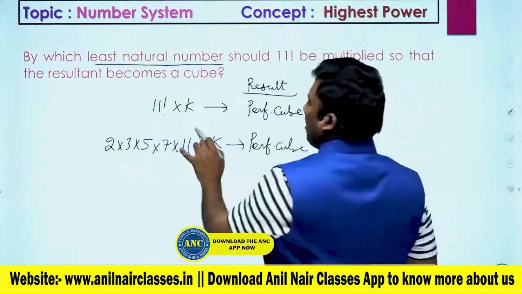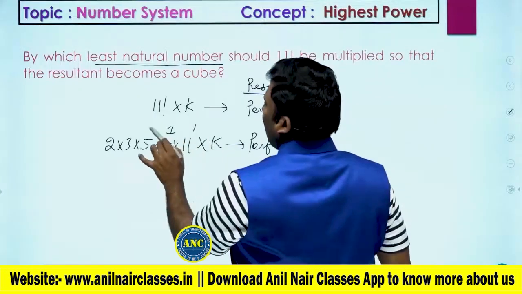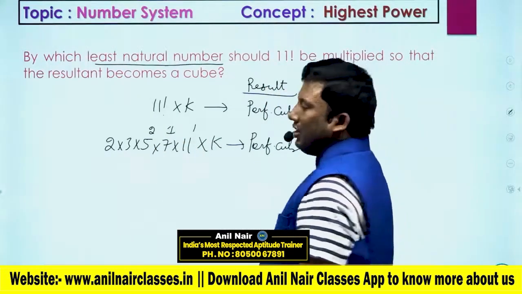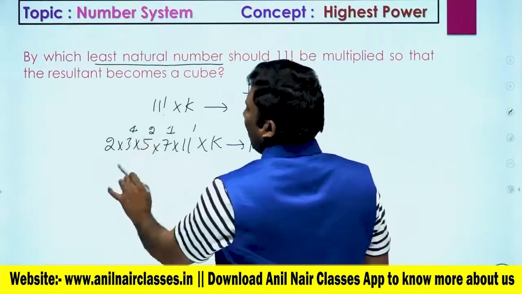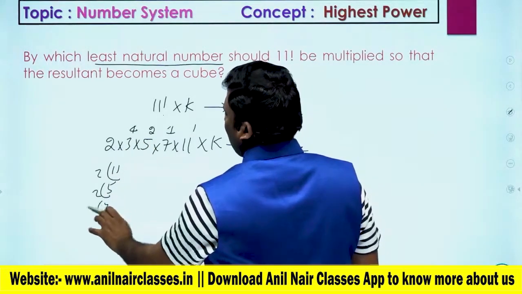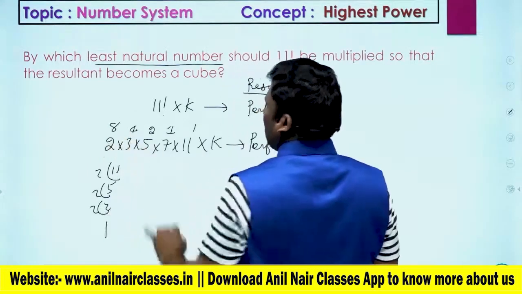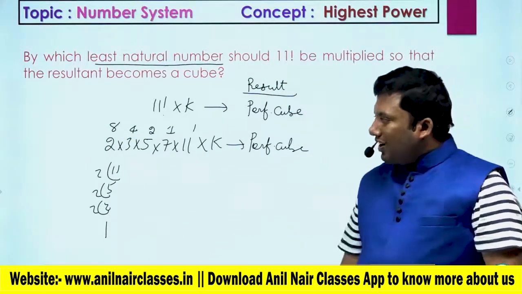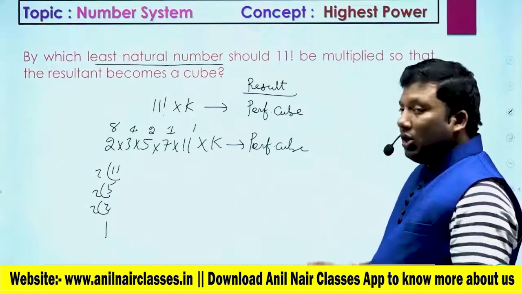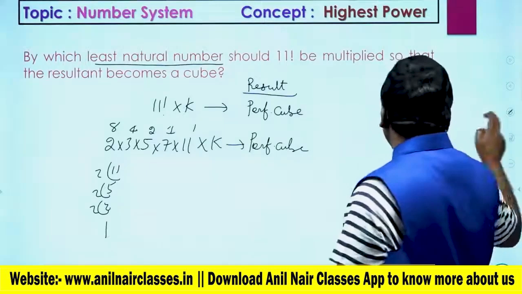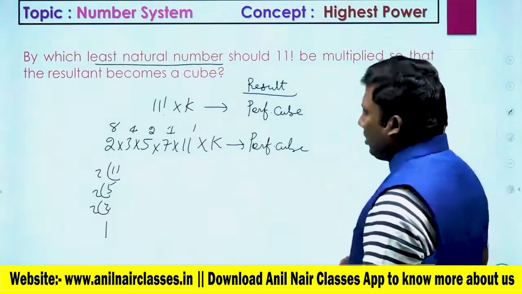For 11 it is 1, for 7 it is 1. For 5 it will be 2. For 3, 3 3s are 9, 3 1s are 3, it is 4. For 2, 5 2s are 10, 2 2s are 4, 2 1s are 2, it is 8. So 2 power 8 into 3 power 4 into 5 square into 7 into 11 should be multiplied by which natural number such that the resultant is a perfect cube.